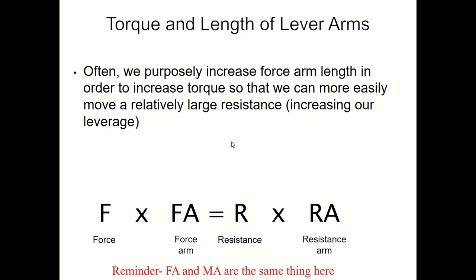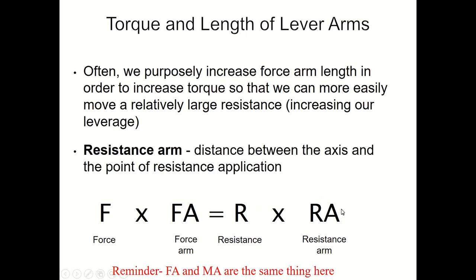Often we purposely increase our force arm length in order to increase torque so that we can more easily move a relatively large resistance. Said another way, we can increase our leverage. So looking at this equation here, force times the force arm, which is basically the same as saying the mass arm, is equal to resistance times the resistance arm. And the resistance arm here is the distance between the axis, for example, of that elbow joint, and the point of resistance application. In our third class example, it would have been holding a weight in the hand.